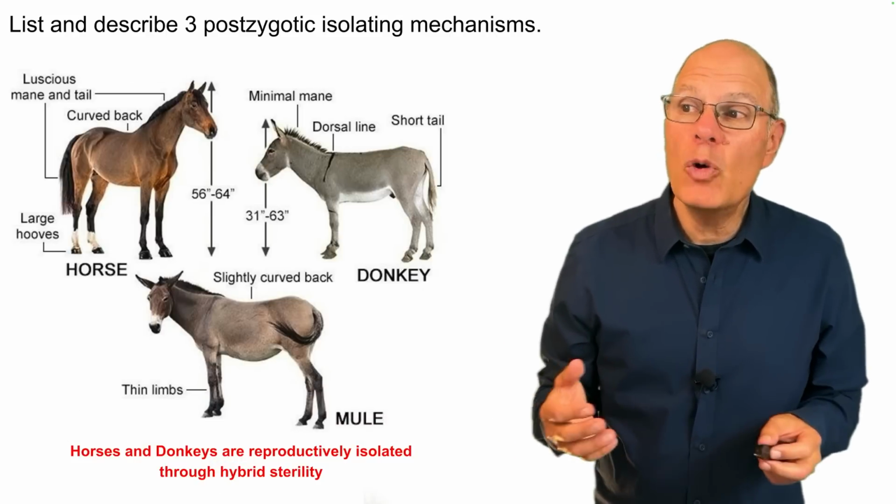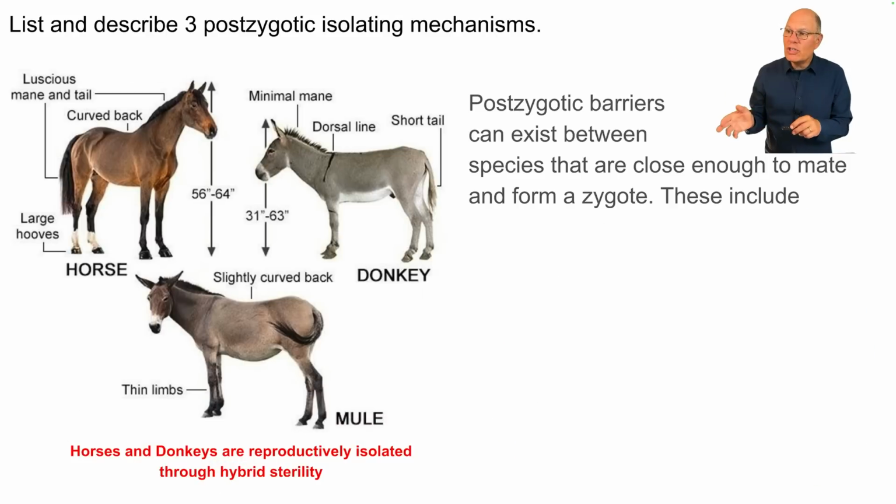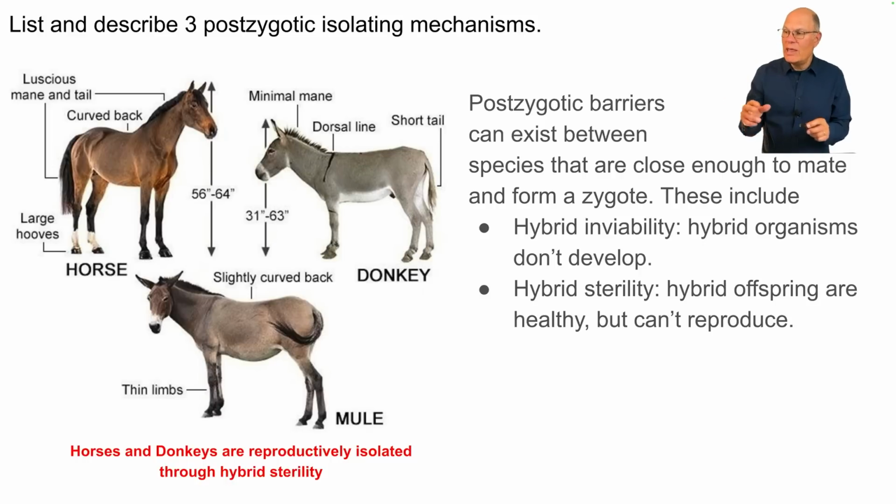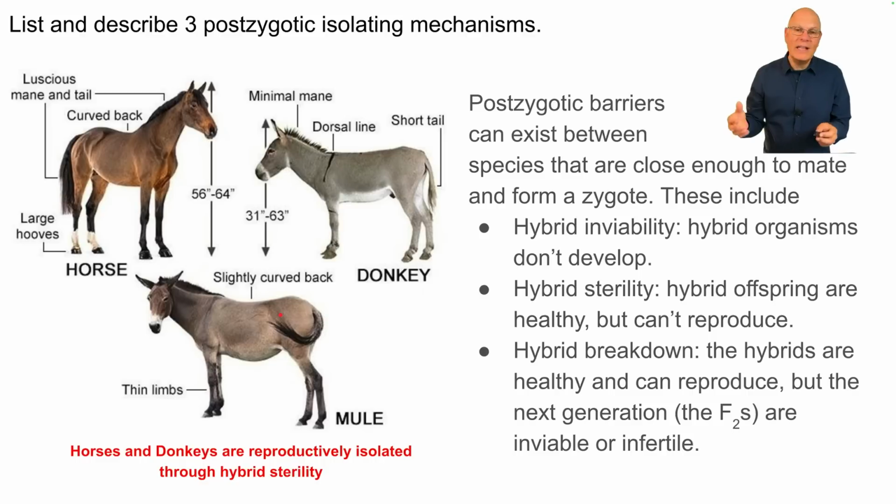List and describe 3 postzygotic isolating mechanisms. Postzygotic barriers can exist between species that are close enough to mate and form a zygote, but nevertheless their gene pools remain separate. These can include hybrid inviability. The hybrid organisms don't develop. There might be hybrid sterility. The hybrid offspring are healthy, but they can't reproduce. That's what's going on between horses and donkeys, which can interbreed to produce mules, but the mules themselves are sterile. Finally, there's hybrid breakdown. The hybrids are healthy and can reproduce, but the next generation, the F2s, are inviable or infertile.